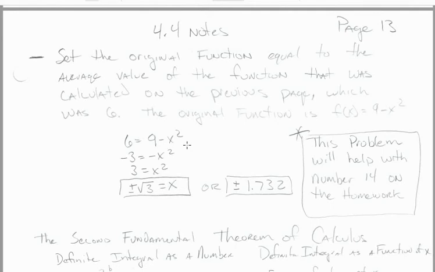We're going to solve for x. When we do that, all right, simple solving, algebra, we find out that x is plus or minus the square root of 3. That is where the function actually equals its average value over that interval.